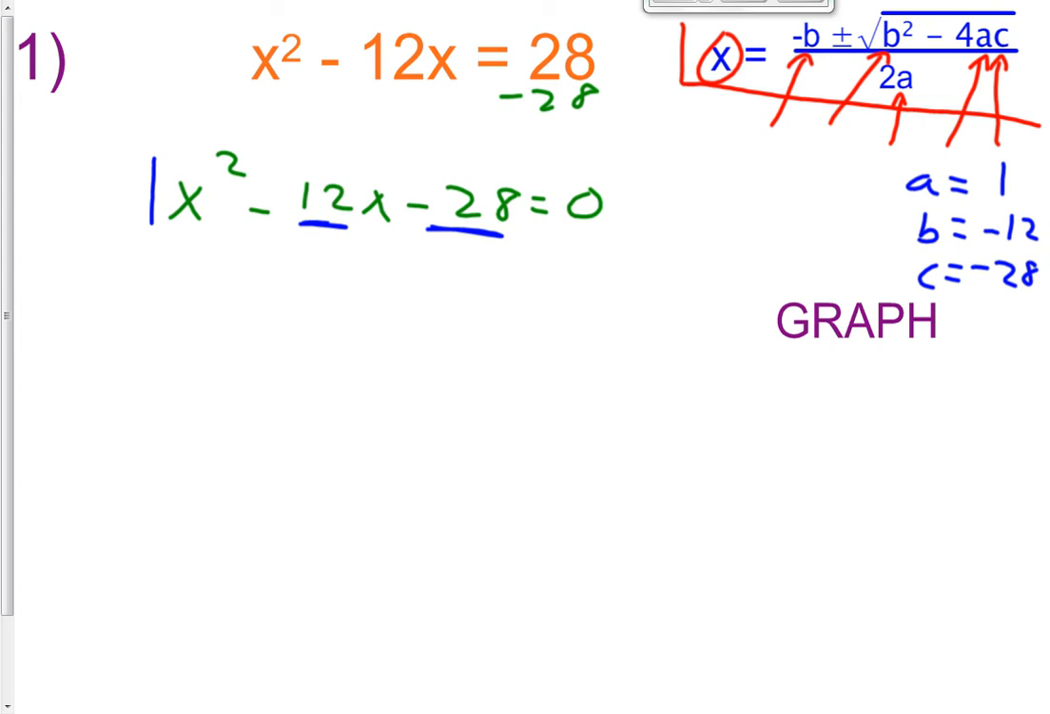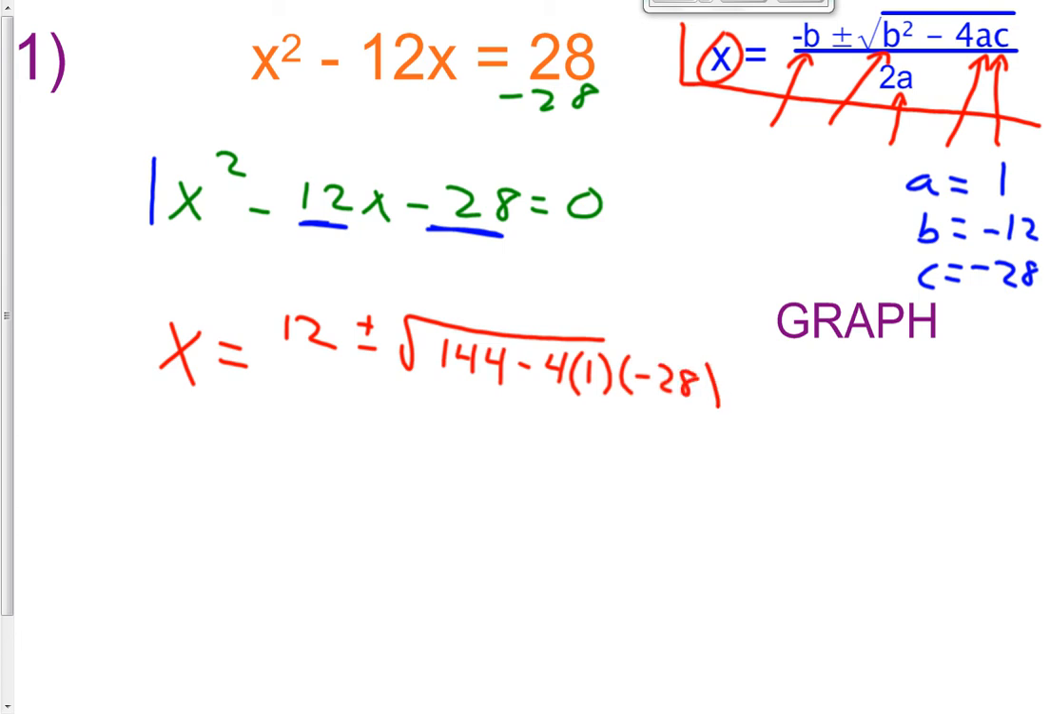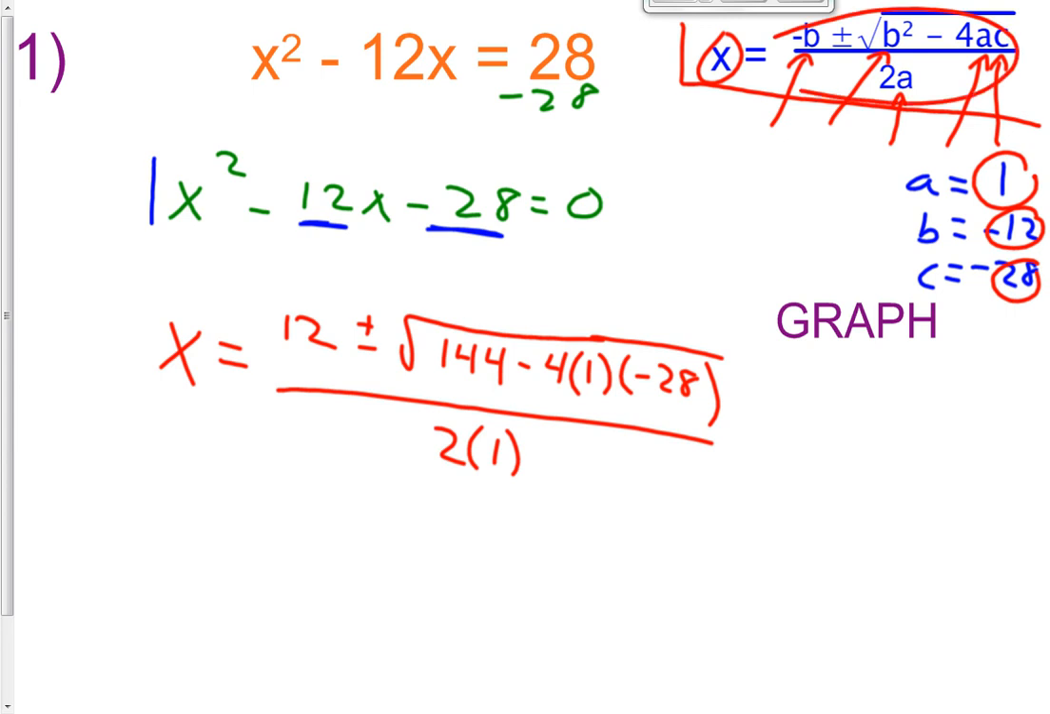So once I have my a, b, and c, I just simply use my formula. X equals negative b, which is a negative 12, so a positive 12, plus or minus the square root of b squared, so negative 12 squared, negative 12 times negative 12 is a positive 144, minus 4 times a, which is 1, times c, which is negative 28, all over 2 times a, so 2 times 1. So all I did, class, was put these numbers into this equation. And that's how I got this red line right there.